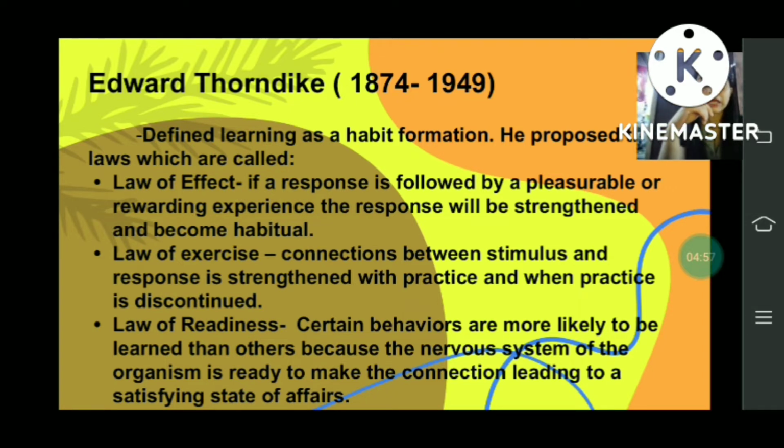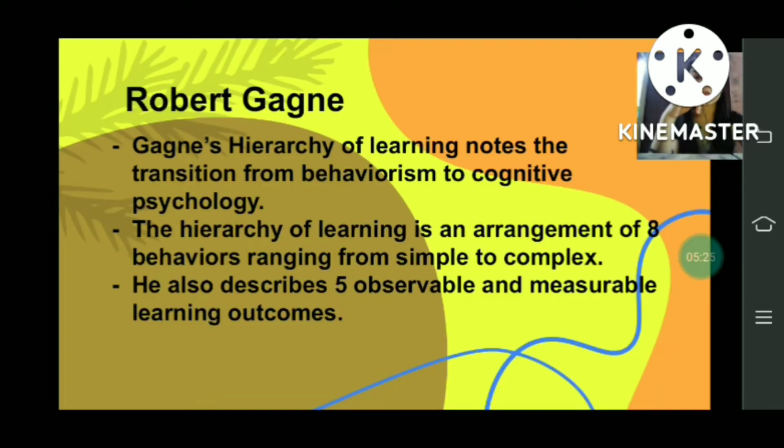Law of exercise. The connections between stimulus and response strengthen with practice and weaken when practice is discontinued. Law of readiness. Certain behaviors are more likely to be learned than others because the nervous system of the organism is ready to make the connection, leading to a satisfying state of affairs.